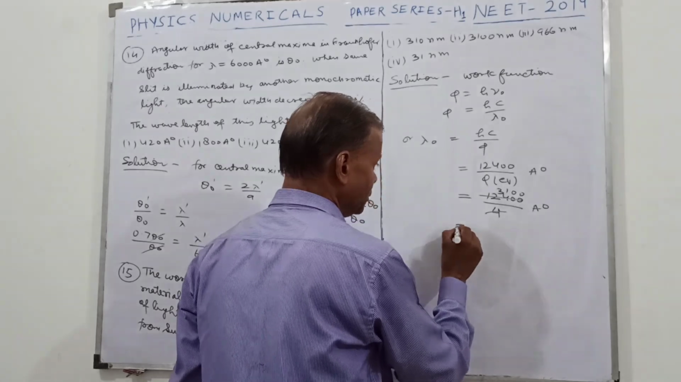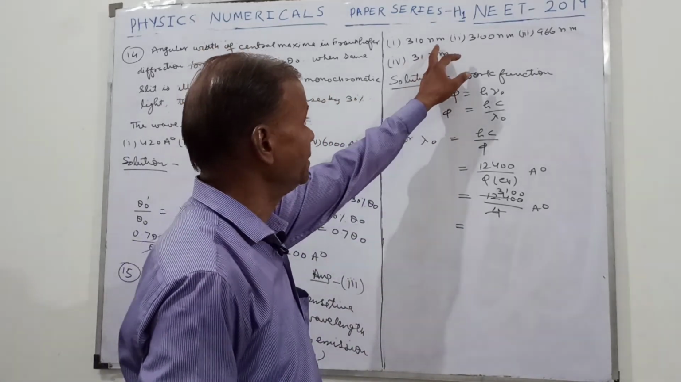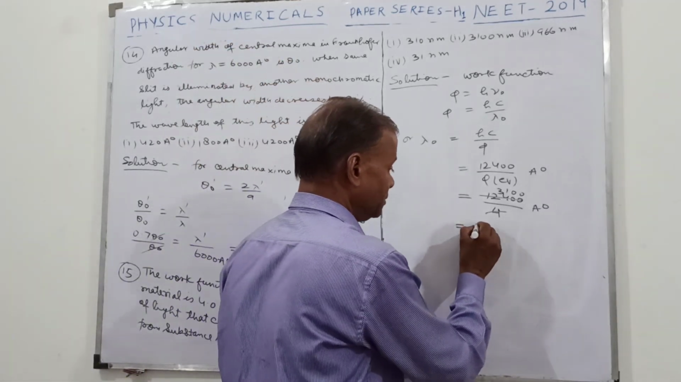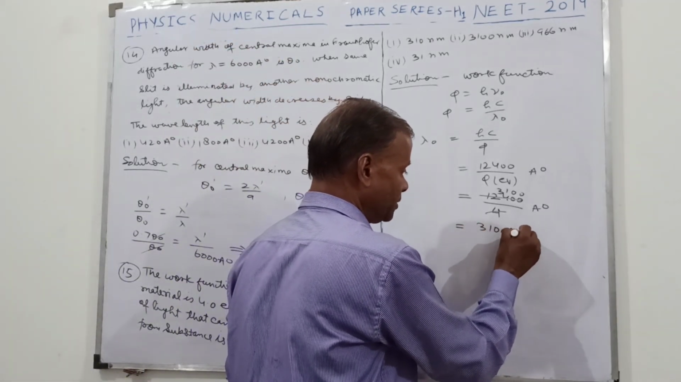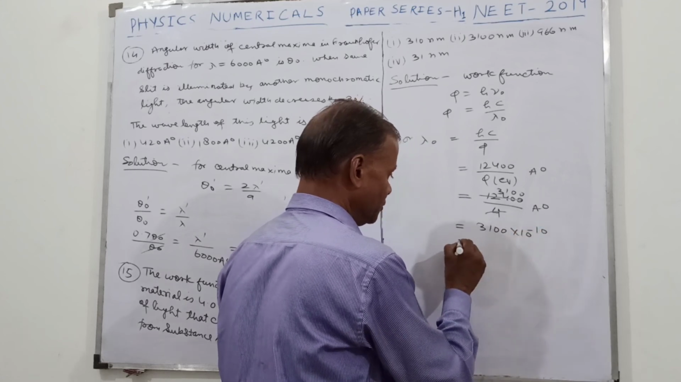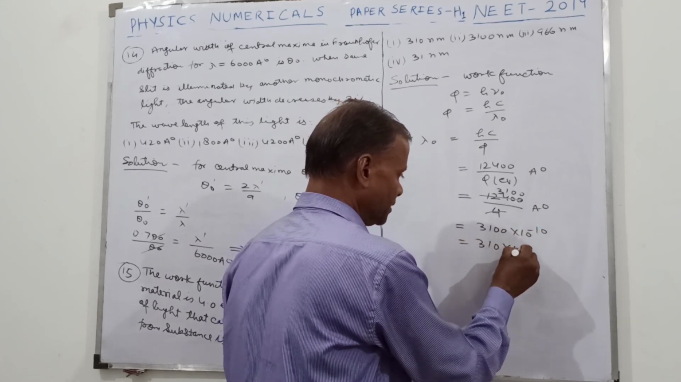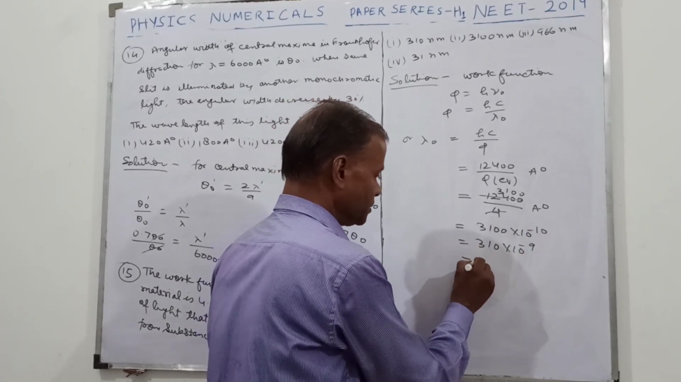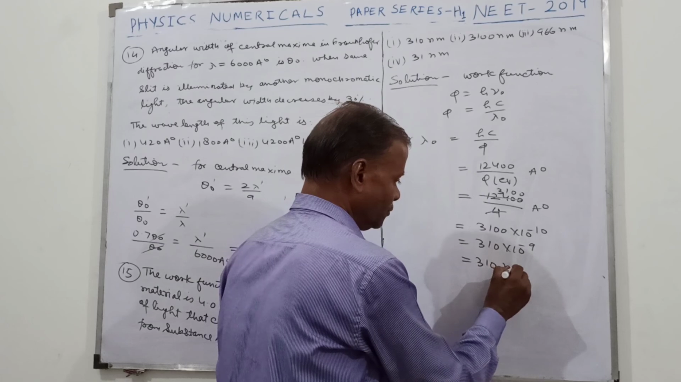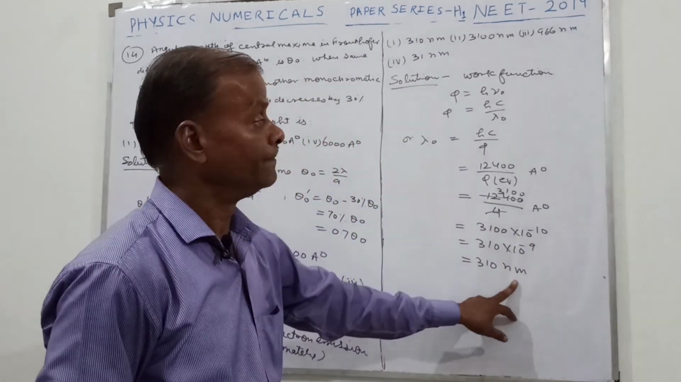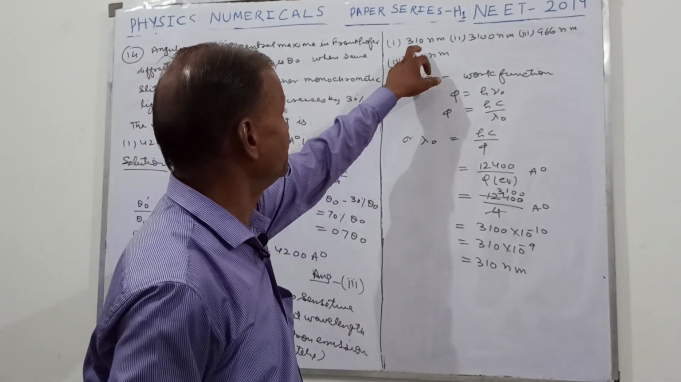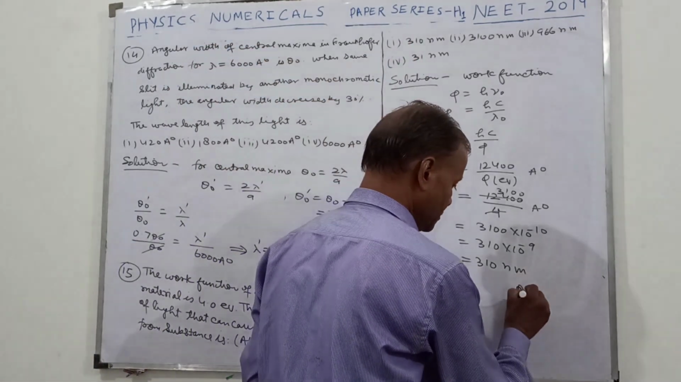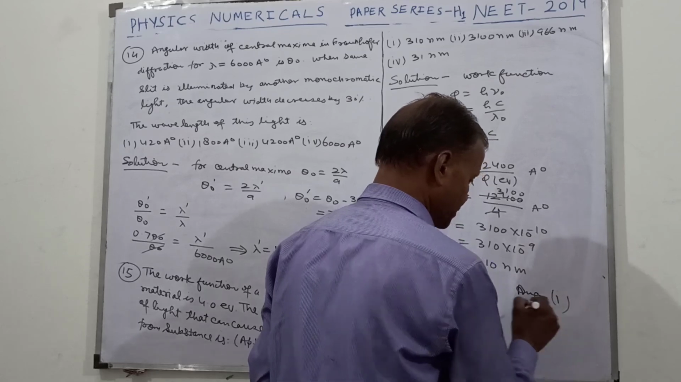This is now 3100 angstrom. Now you see that all the answers are given in the nanometer. So you have to convert this into the nanometer. This is now 10 to the power minus 10. So 310 into 10 to the power minus 9. Remove 10 from this one. So this is 310 nanometer, this is now first. So our answer is first.